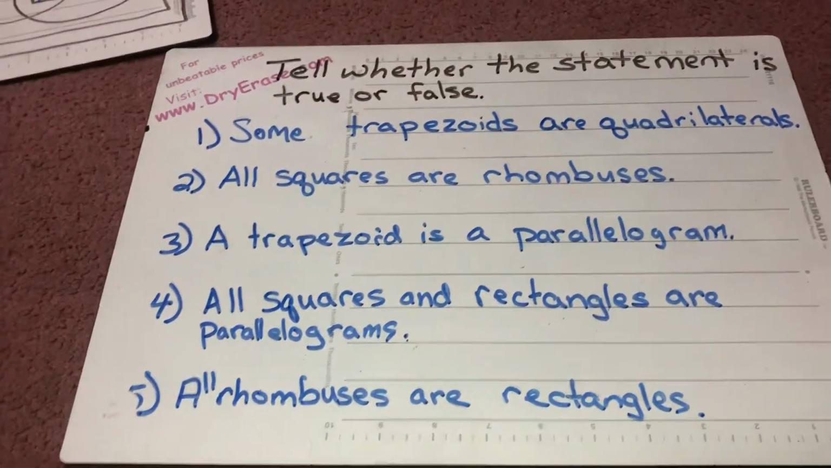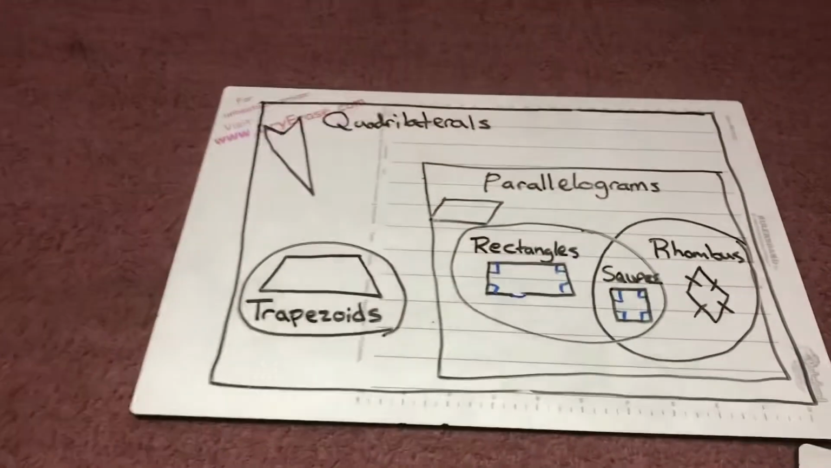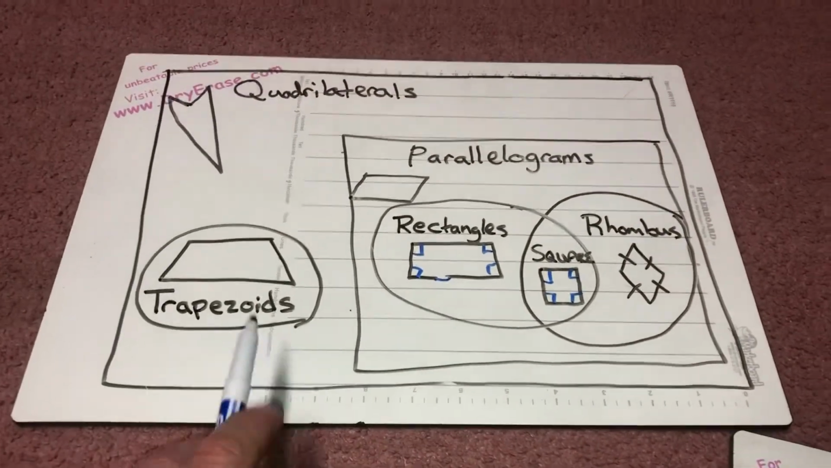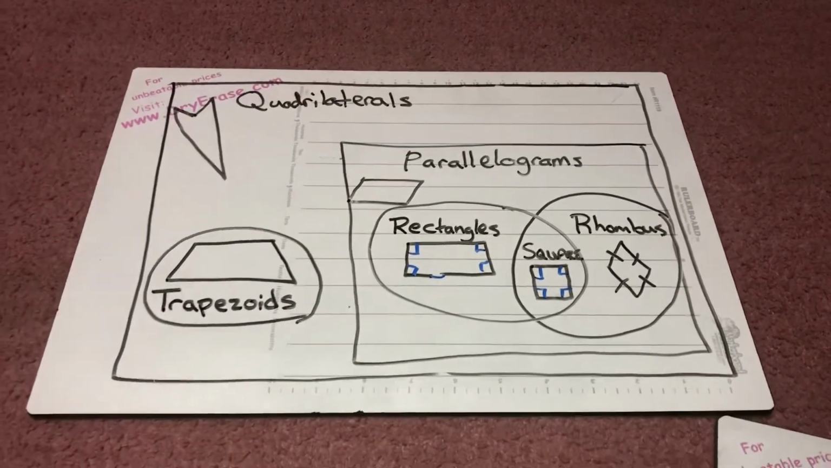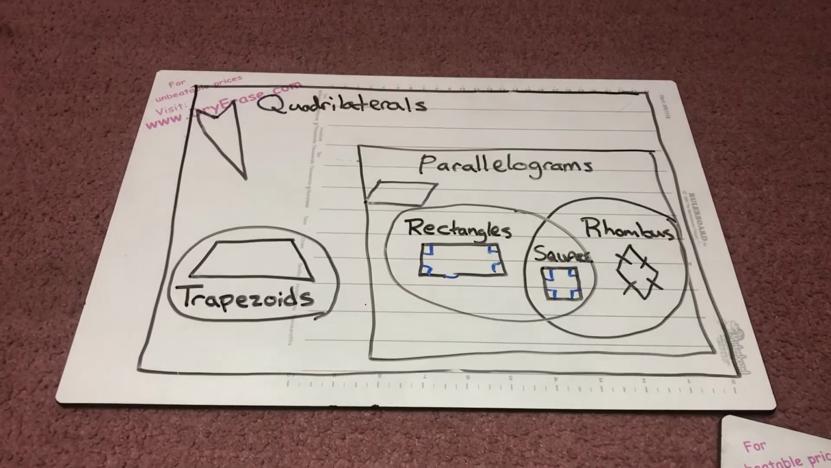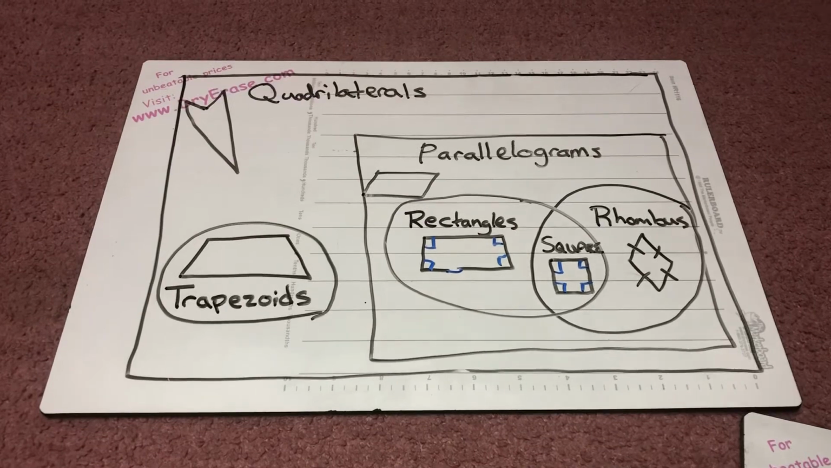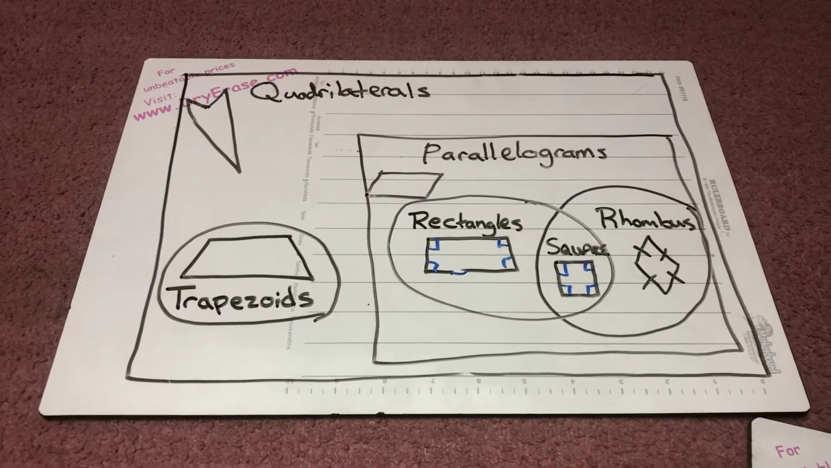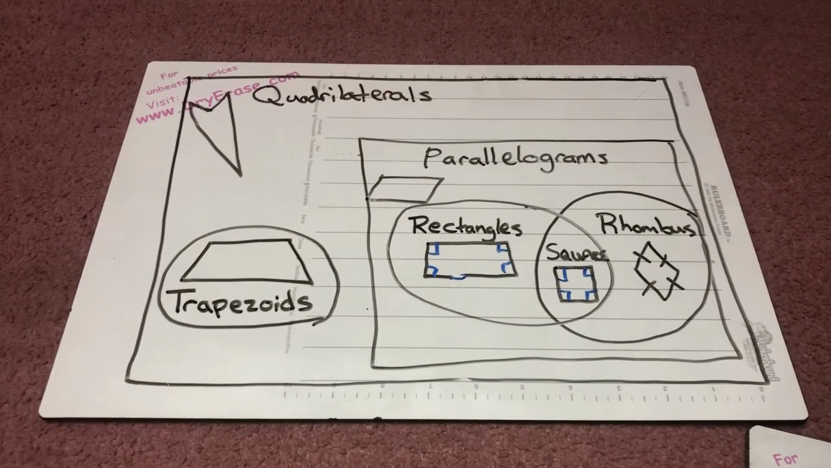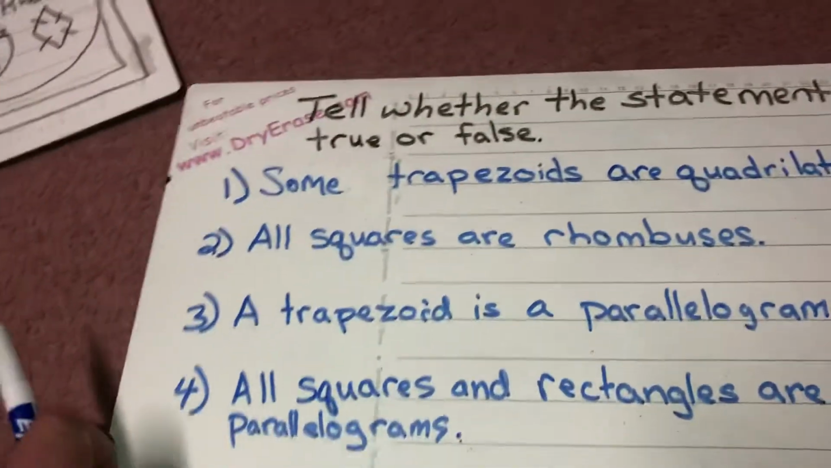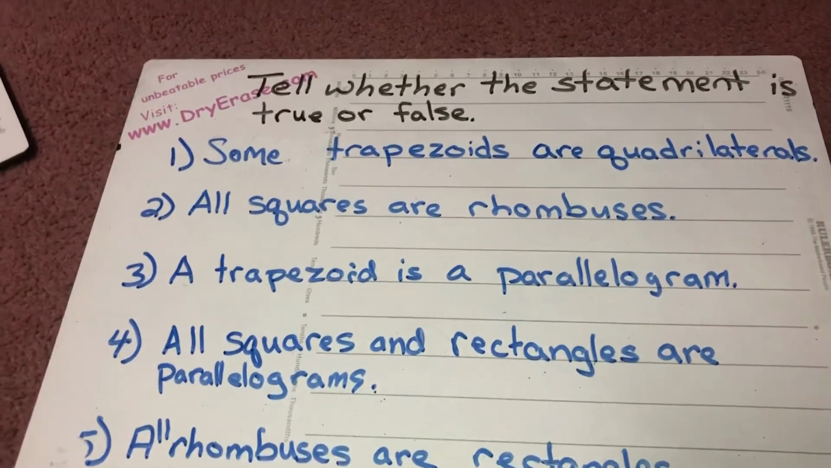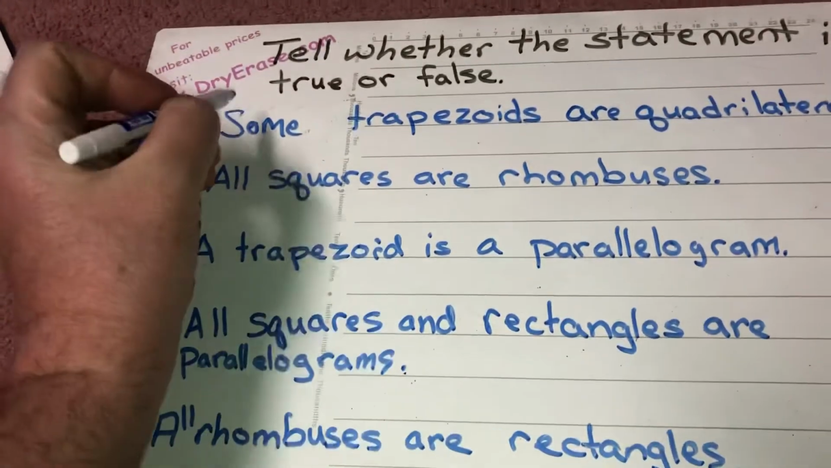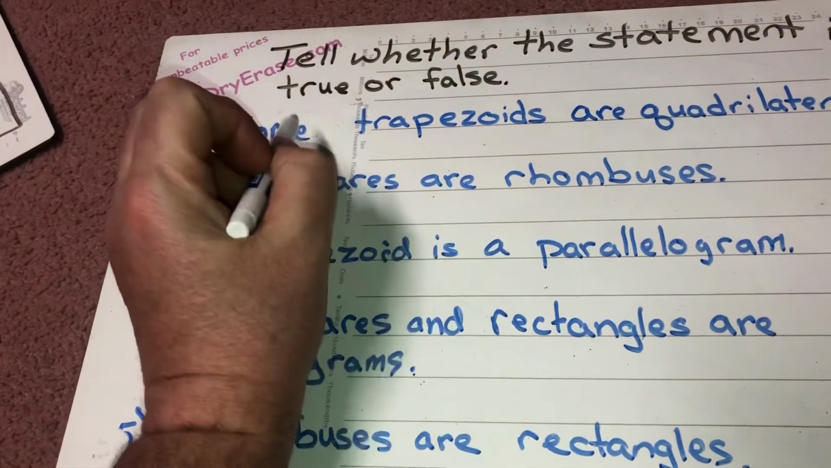Some trapezoids are quadrilaterals. Well, if I go over to my Venn diagram here, and I see the entire circle of trapezoids is within quadrilaterals, that tells me that all trapezoids are quadrilaterals, not just some, all of them. So you could make an argument when it says some trapezoids are quadrilaterals, that's true, because some of them are, but really, they all are.